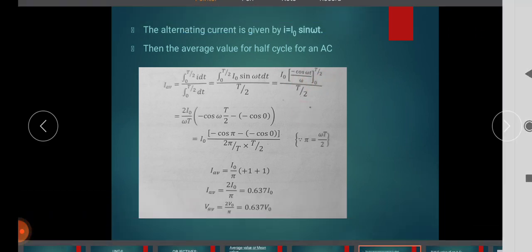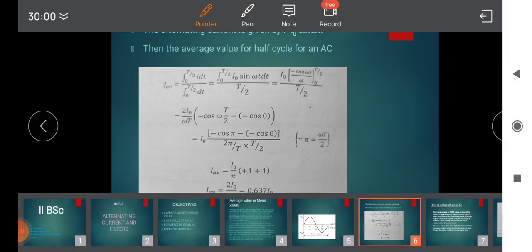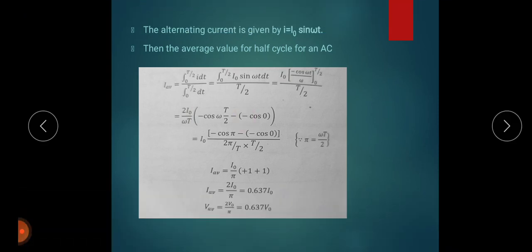Here the constant term 2 into I naught, the whole thing divided by omega T. And next, apply the limits: cos omega t, substitute the value T by 2, minus of minus cos 0.